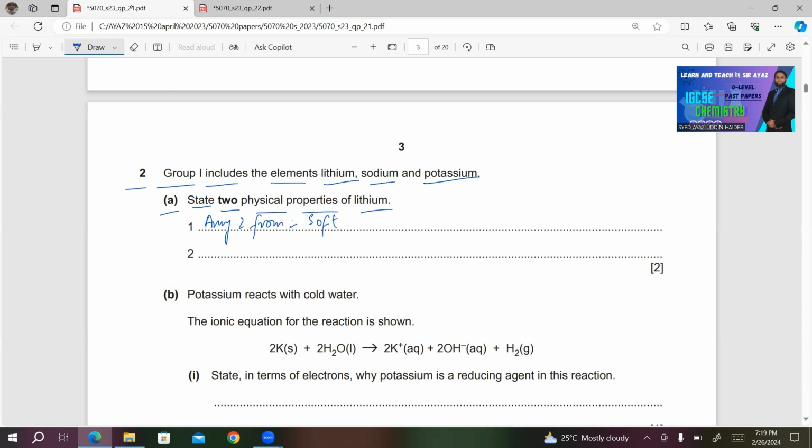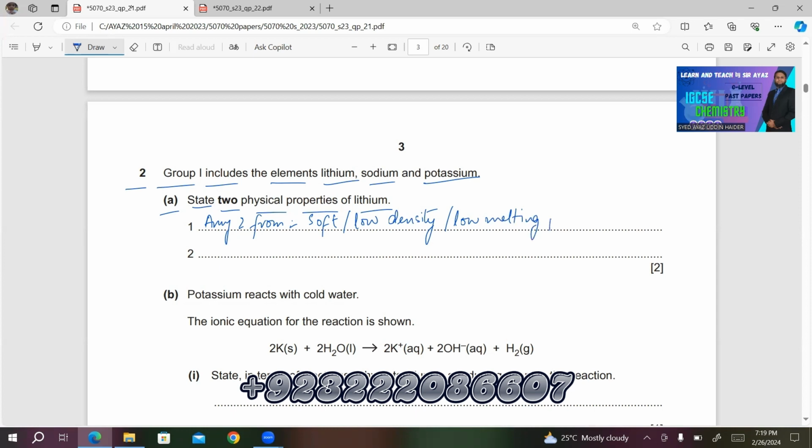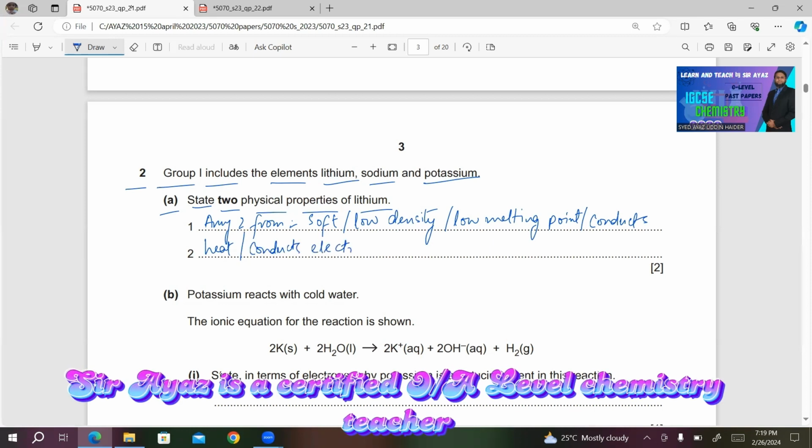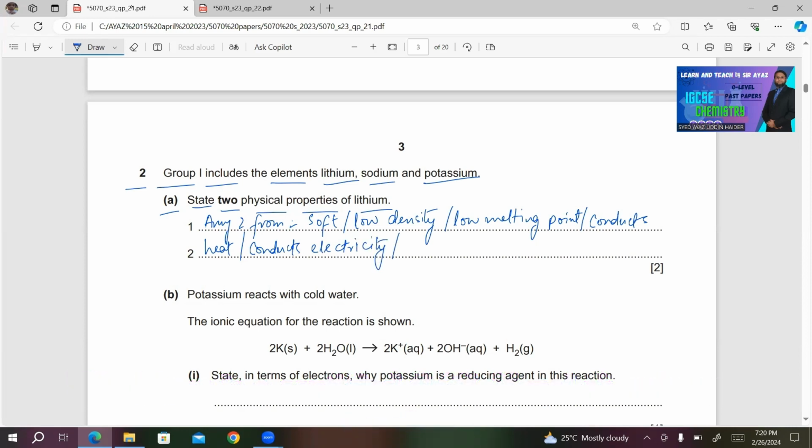Any two from: soft, low density, low melting point, conducts heat, or you can even write thermal conductor, conducts electricity, you can write shiny, malleable, ductile, any two of these.